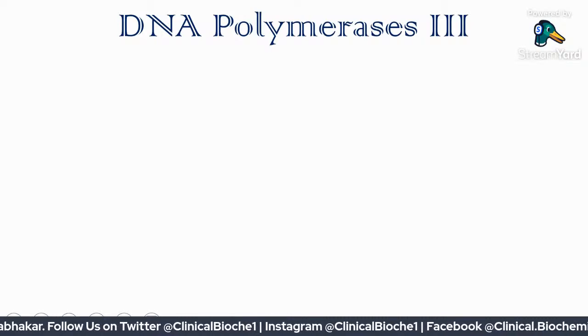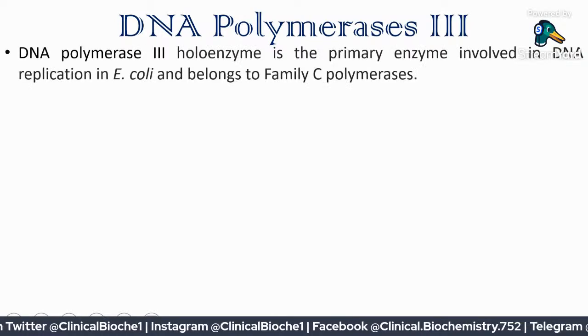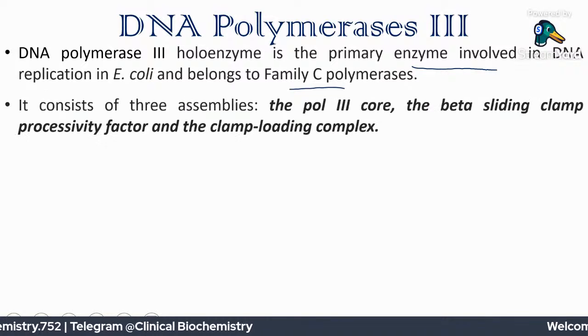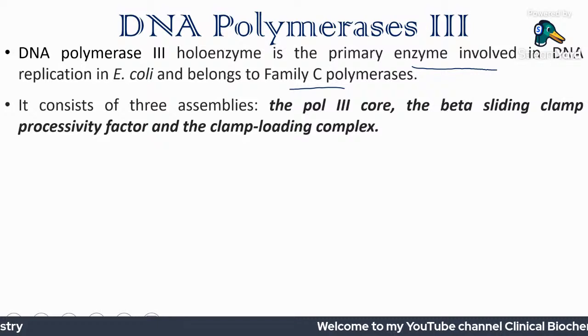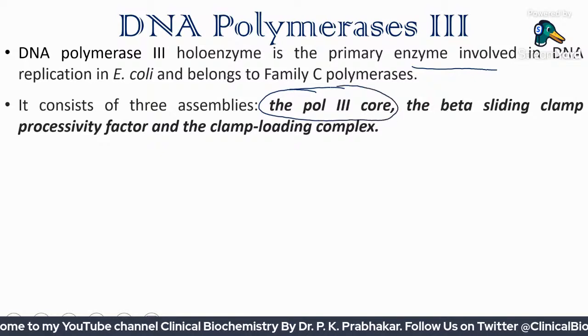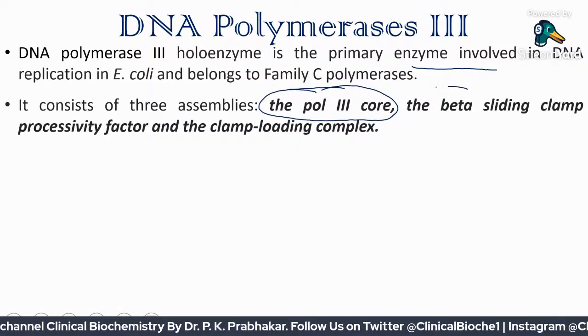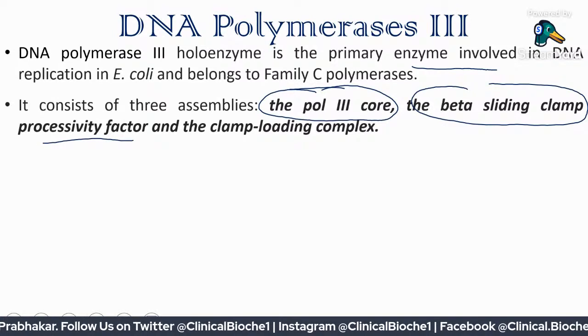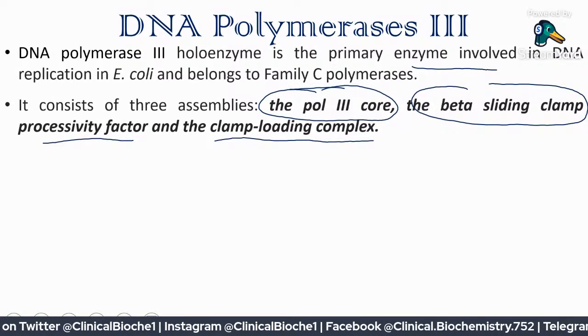This is the most important enzyme which we should understand in detail. The polymerase III holoenzyme is the primary enzyme involved in the DNA replication process, and belongs to the family C polymerases. This enzyme has a number of different components. We have seen that it has more than 10 to 20 protein components. One portion is called the core. The second is called the beta sliding clamp. The third portion is called the processivity factor, and one is called the clamp loading complex.